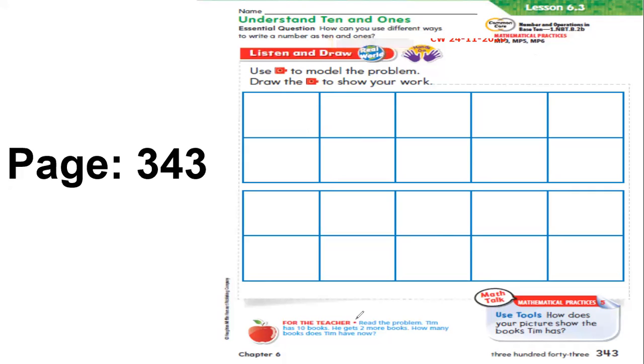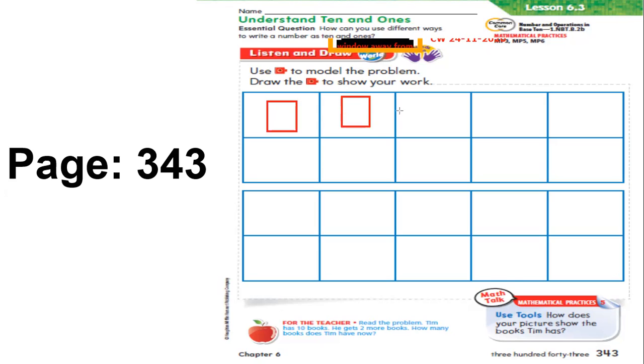Tim has 10 books. He gets 2 more books. So how many books does Tim have now? So first he has 10 books. So we are going to fill the 10 frames and show the 10 books Tim has to start. So let's do it by drawing the 10 books.